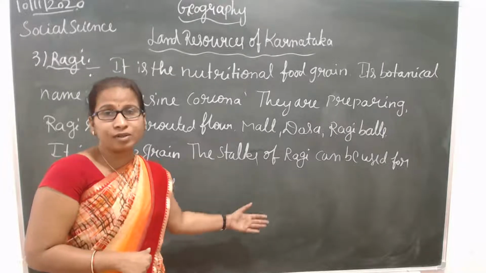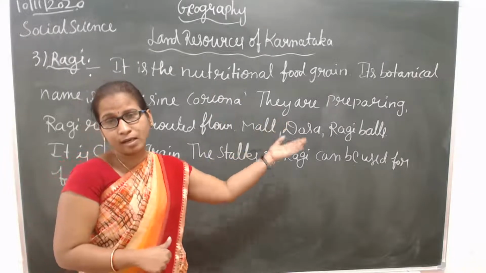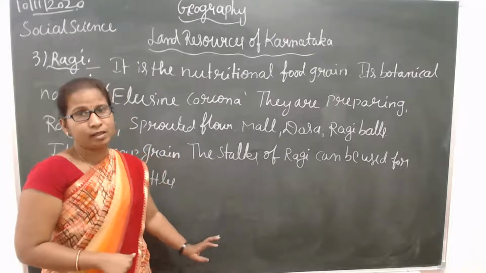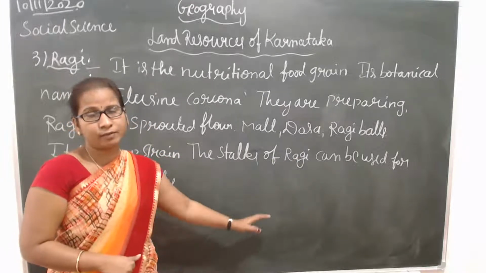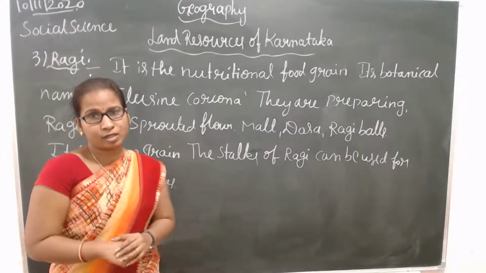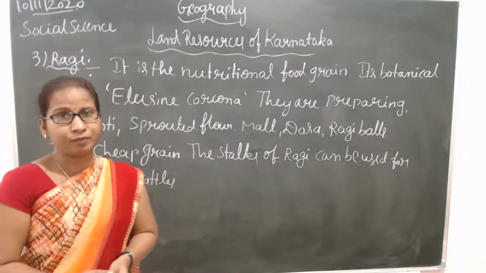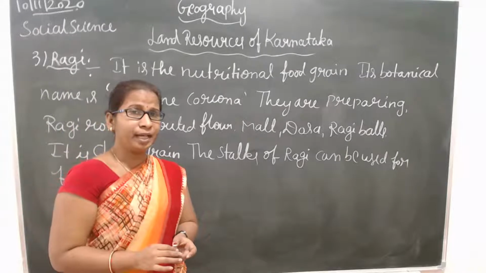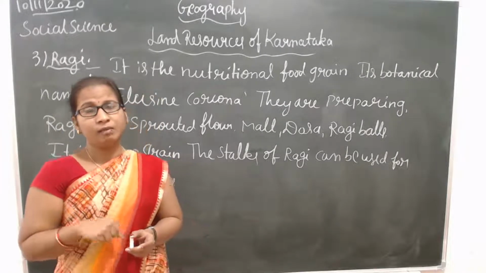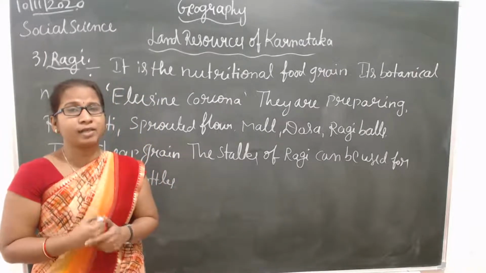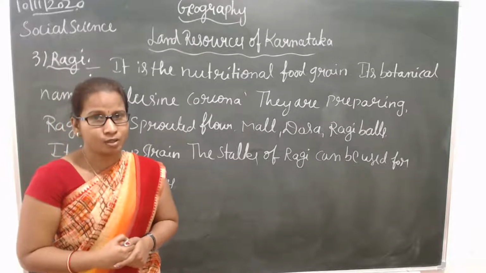So this you cannot see in jowar and paddy. But here the majority of laborers are required for the cultivation of ragi. And here it is an important kharif crop. We are going to make two types of crops: one is the kharif crop and another one is the rabi crop.